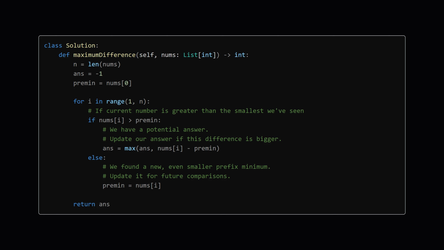Here's the complete Python code for this idea. It might look a little dense at first, but don't worry, we're about to break it down piece by piece. The core logic is actually quite simple once you see it in action.